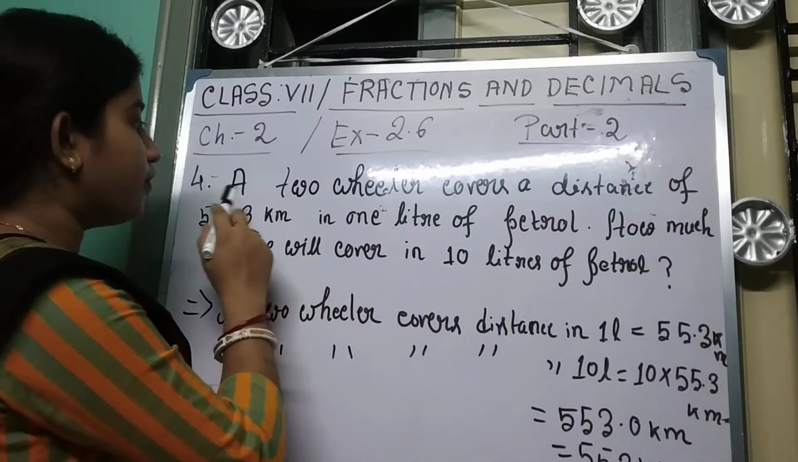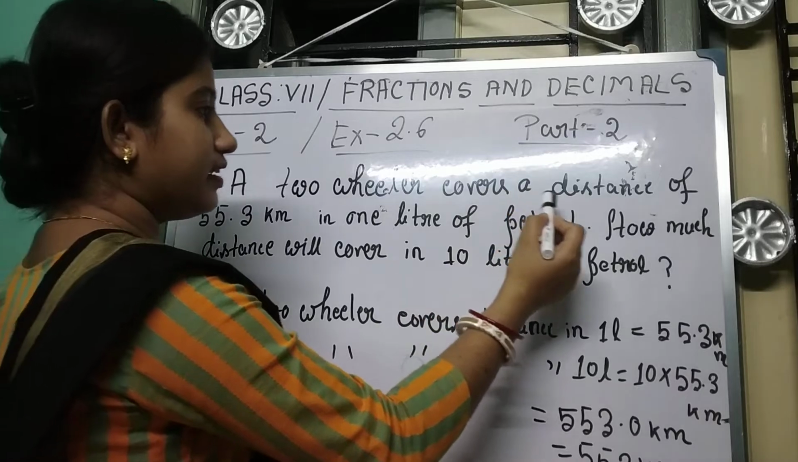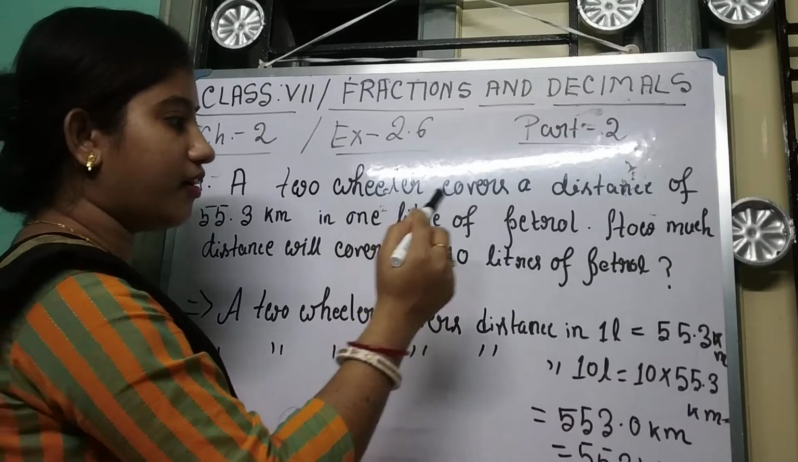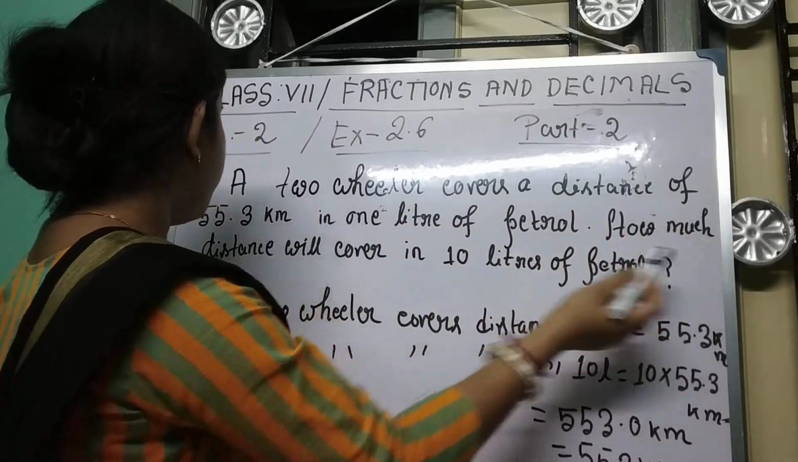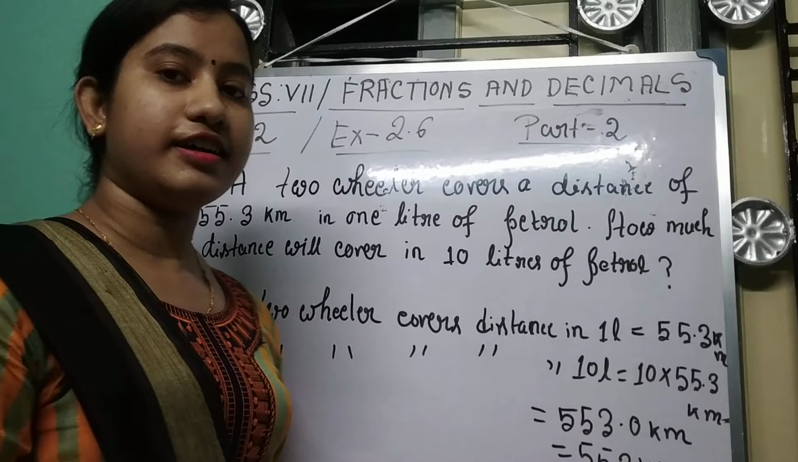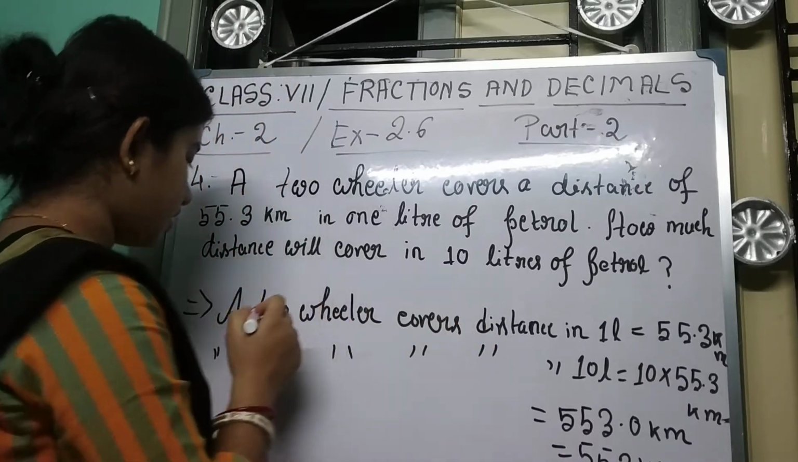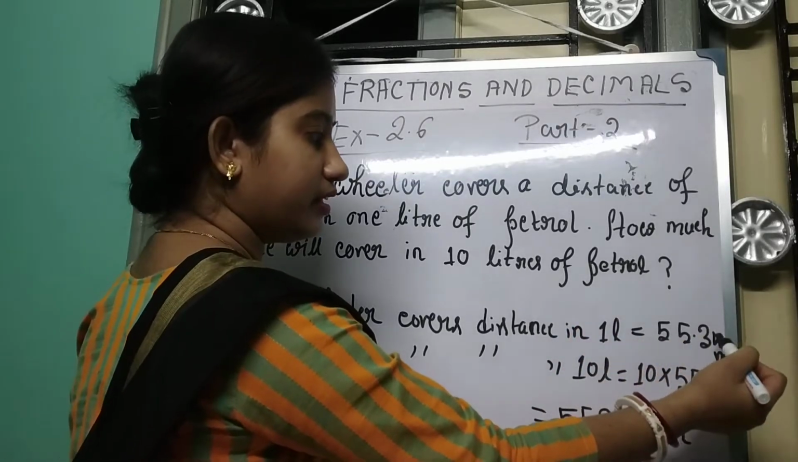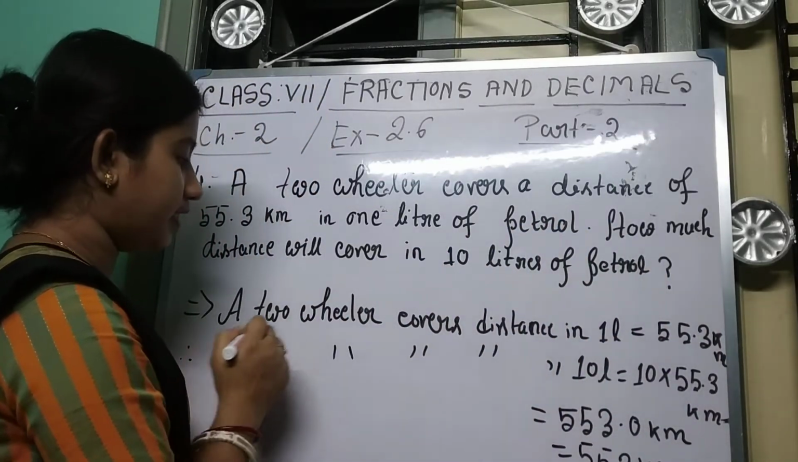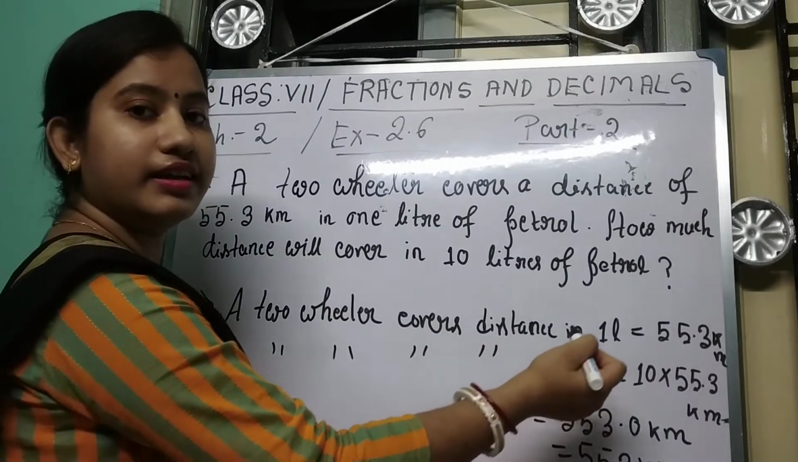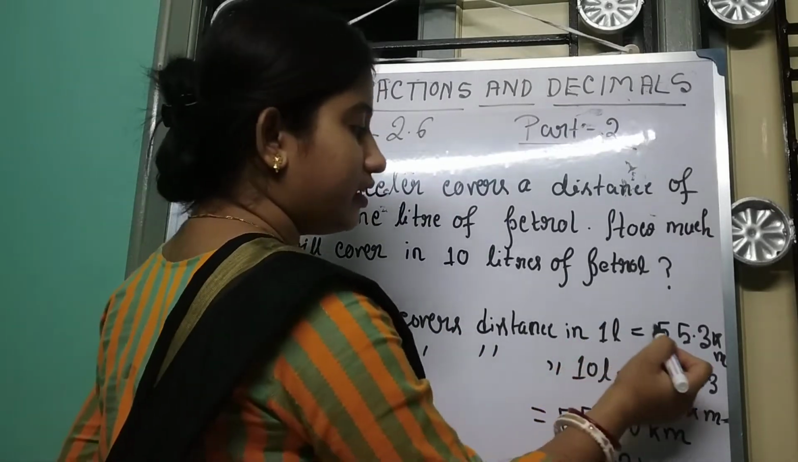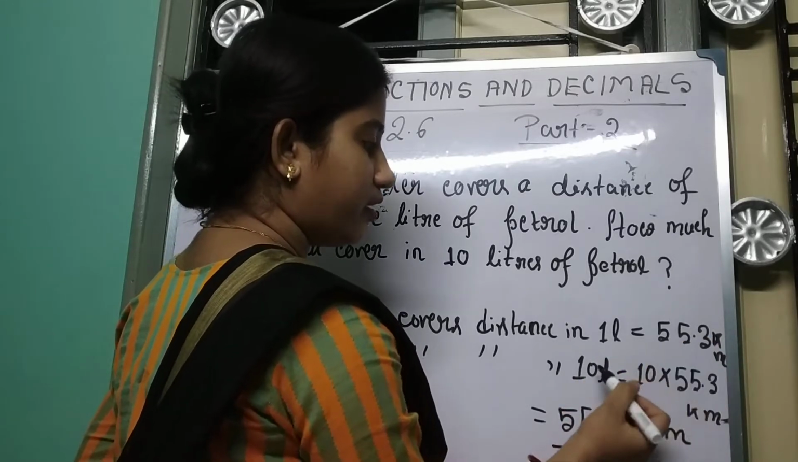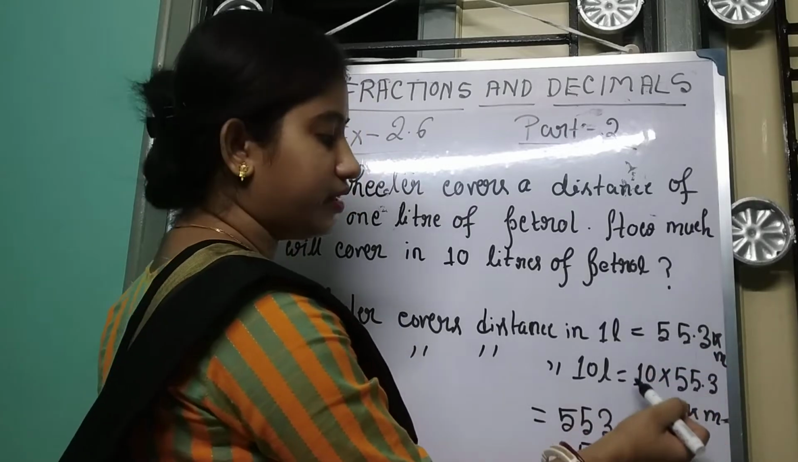Let's read number 4. A two-wheeler covers a distance of 55.3 km in 1 liter of petrol. How much distance will it cover in 10 liters of petrol? In 1 liter it covers 55.3 km, so in 10 liters it obviously covers 55.3 into 10.